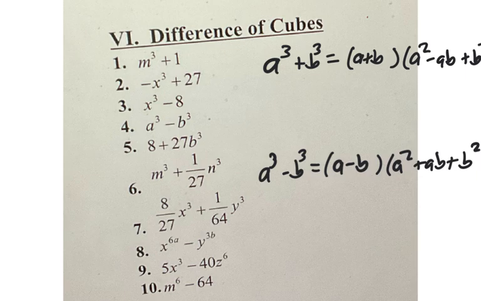So for the sum of cubes, a cubed plus b cubed is a plus b times a squared minus ab plus b squared. And then for a difference of cubes, it's very similar, except this is now subtraction, and this one's now addition. Okay, so if I'm just going to work one, I'll work 3. So this is the difference of perfect cubes, which would be this second formula. How do I know it's a difference? Because there's subtraction between them.